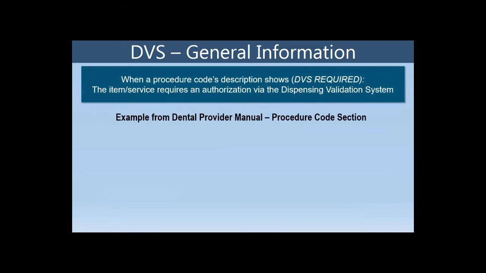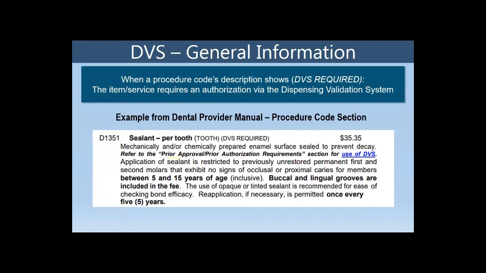When a procedure code description shows DVS required, as shown in this example from the Dental Provider Manual Procedure Code section, the item service requires an authorization via the Dispensing Validation System, DVS. For additional information on the prior approval, prior authorization requirements, click Use of DVS, which is hyperlinked in the procedure code description. Note, a tooth number is required for sealants.